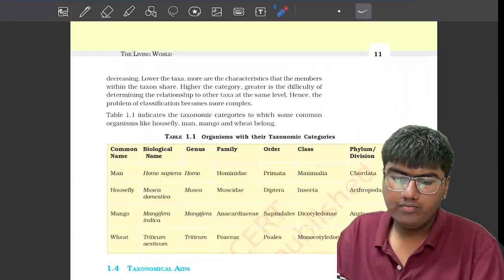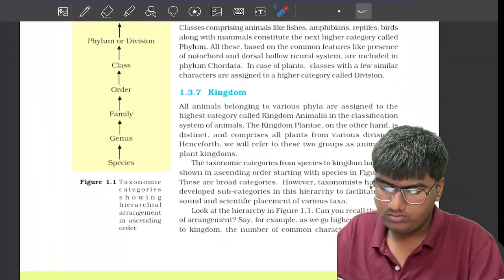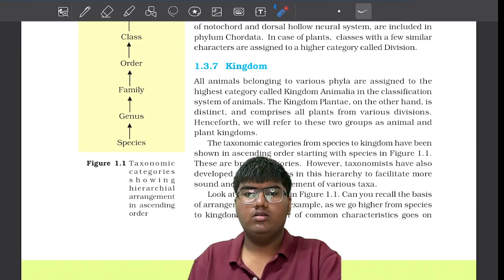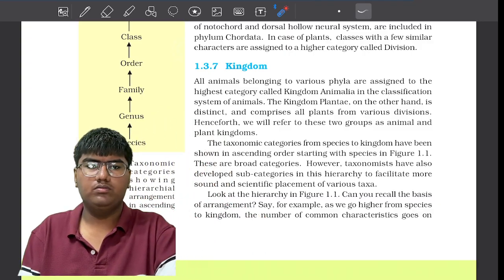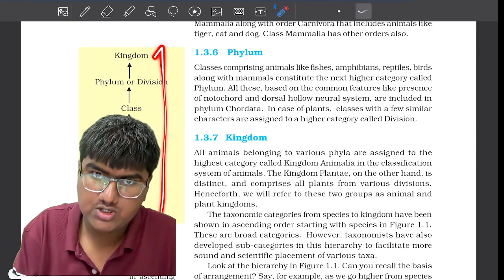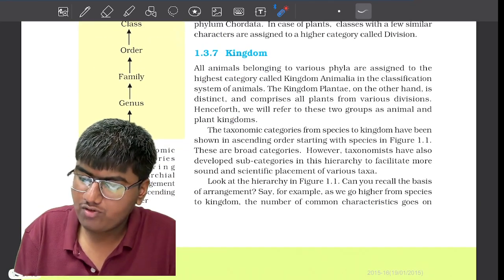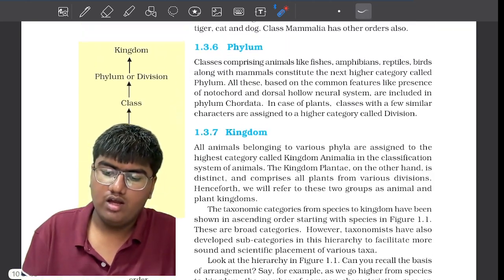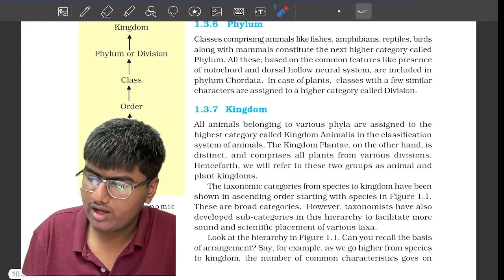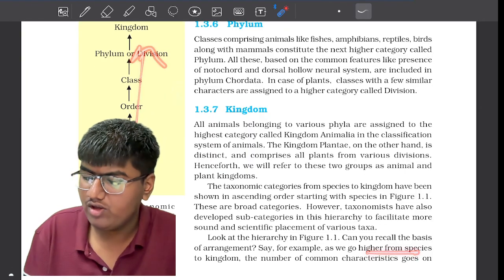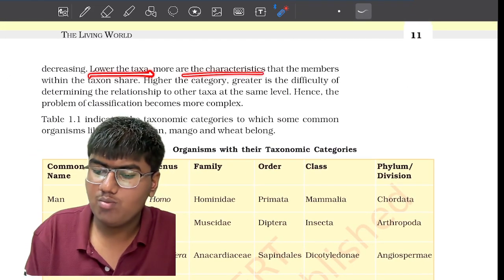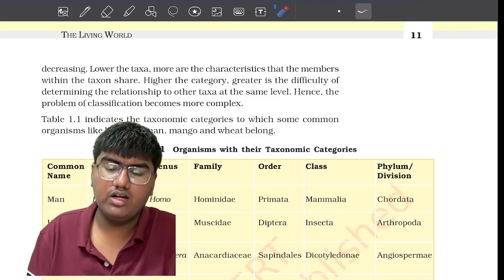As we go higher from species to kingdom, the number of common characters goes on decreasing. Lower the taxa, the more the characteristics that the members within the taxon share.